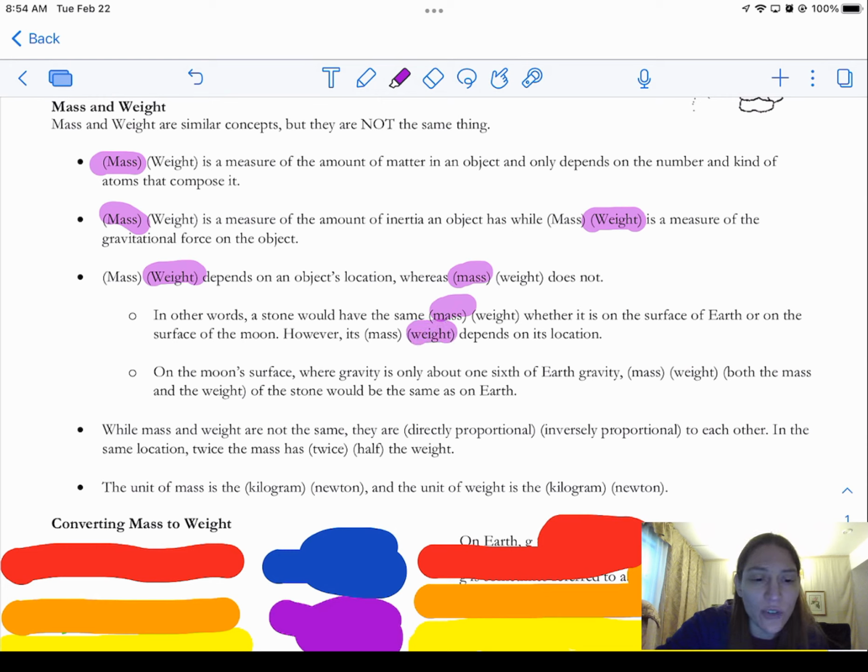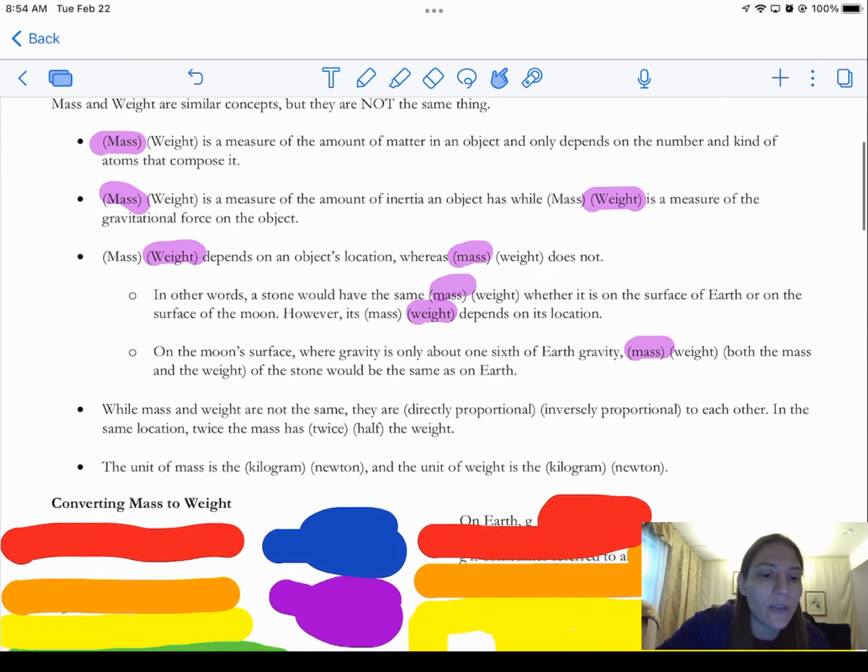On the moon's surface, where gravity is only about 1/6 of Earth's gravity, the mass of the stone, let's see, that would be the same as on the Earth. Yep, that's it. The mass stays the same no matter where you are, unless you lose an arm or a leg, then your mass would be definitely different.